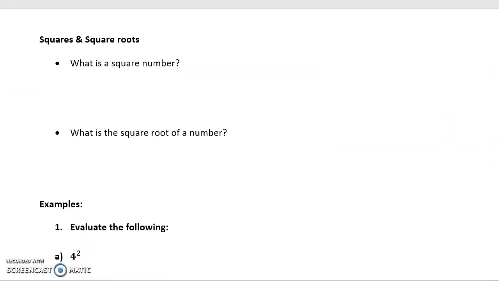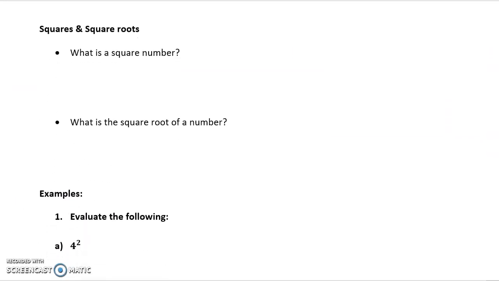Okay, what is a square number? A square number is a number that is multiplied by itself. So for example, if I have 3 squared, this gives a square number, and the square number would be 9. So this number 9 is a square number. It's important for you to know all the square numbers, probably up to 15 or 16.